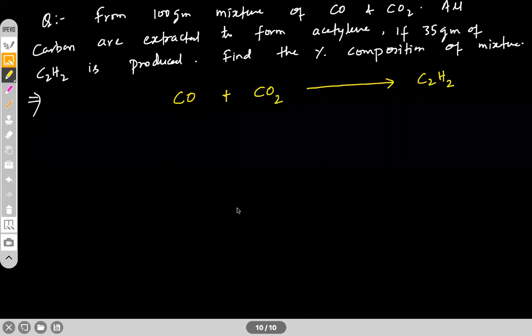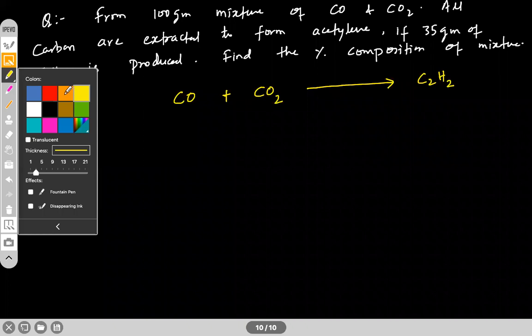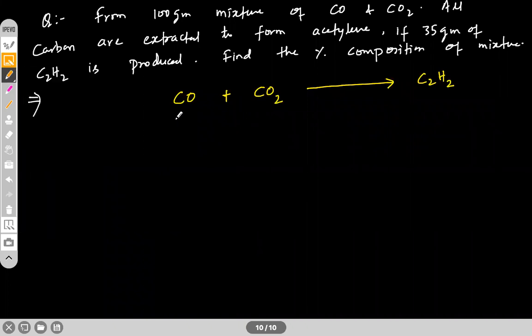Okay, let's do this. See, one thing is for sure here, that you have to use POAC, correct? I hope all of you agree with it, right? You don't have any other option. You have to use POAC. Now, for POAC, we know that we have to assume the initial number of moles, okay? So let's assume that first. I am assuming N1 moles of CO, N2 moles of CO2, and N3 moles of C2H2 we have.